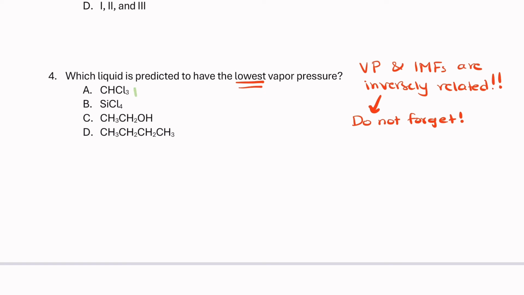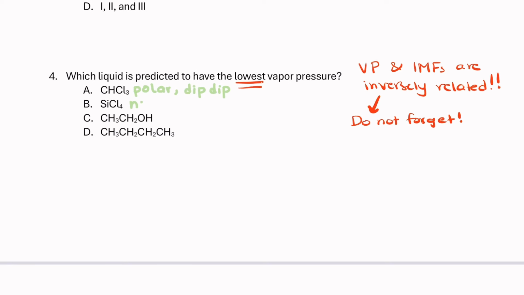A, we have chloroform. This molecule is polar, so it's going to have dipole-dipole interactions in addition to dispersion forces. B is silicon tetrachloride. This molecule is symmetrical, so it is nonpolar. That means it only has London dispersion forces. C is ethanol. This molecule is polar, and it is capable of hydrogen bonding because it has an OH group. It has a hydroxyl group.